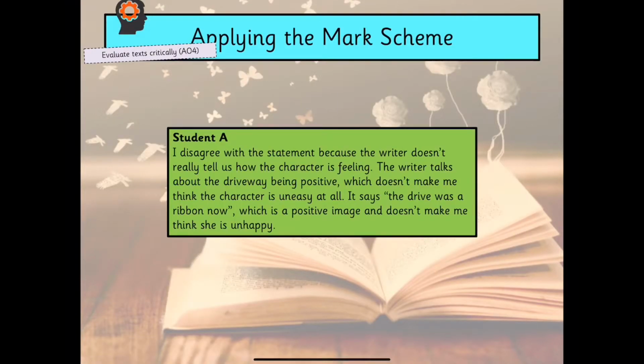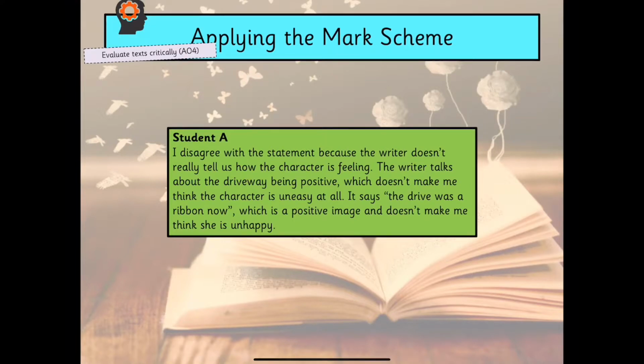So let's take a look at student A. "I disagree with the statement because the writer doesn't really tell us how the character is feeling. The writer talks about the driveway being positive, which doesn't make me think the character is uneasy at all. It says 'the drive was a ribbon now', which is a positive image and doesn't make me think she's unhappy."